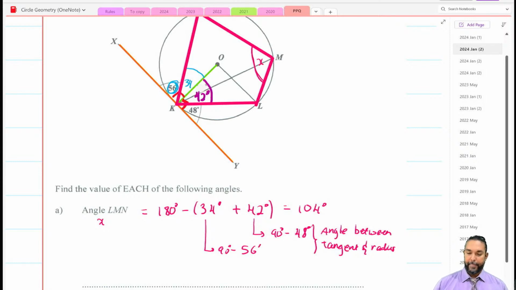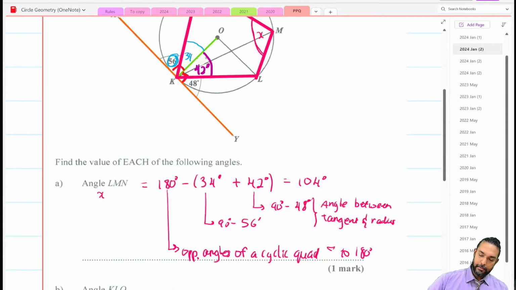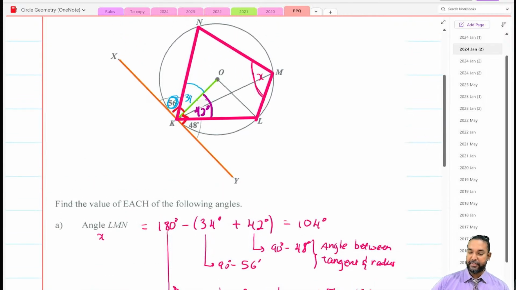And this rule here is that opposite angles of a cyclic quadrilateral are supplementary. So opposite angles of a cyclic quad add up to 180 degrees. That funny looking E is a sigma symbol. It means add up to, or the sum of. So opposite angles of a cyclic quad sum to 180. So that's the first piece.